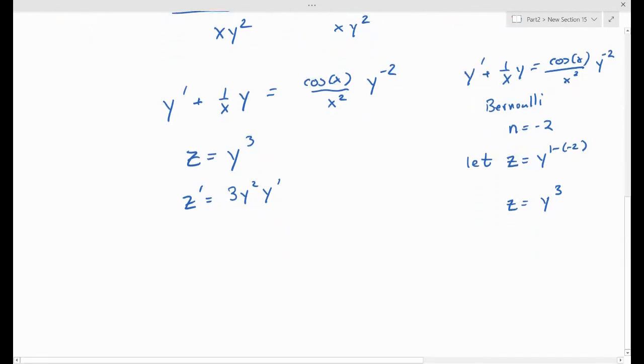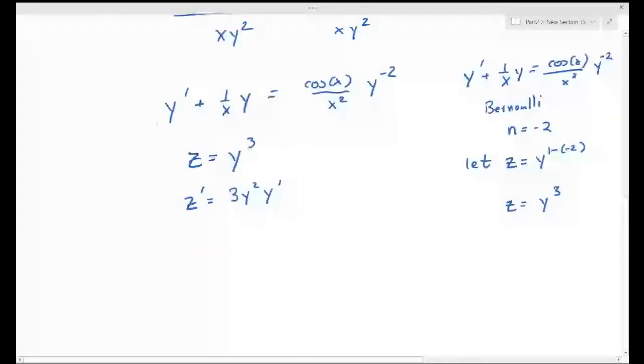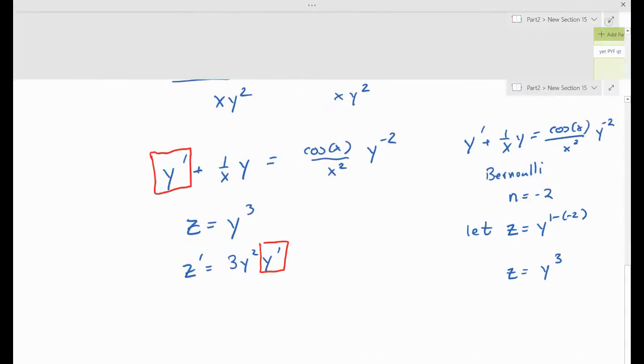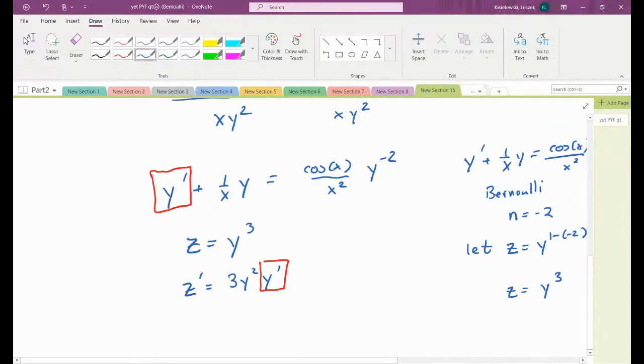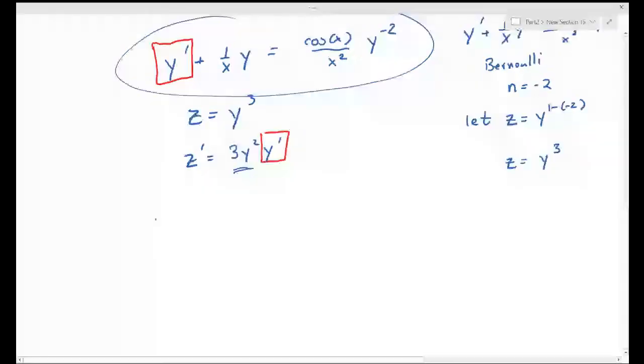So let's see. There are many ways to do this, but what I see is that, let me highlight what I'm trying to refer to. I have a y prime over here, and I have a y prime over here. So what I'm going to do is multiply both sides of this differential equation by this factor. I'm going to multiply everything by 3y squared. Okay, so you get that.